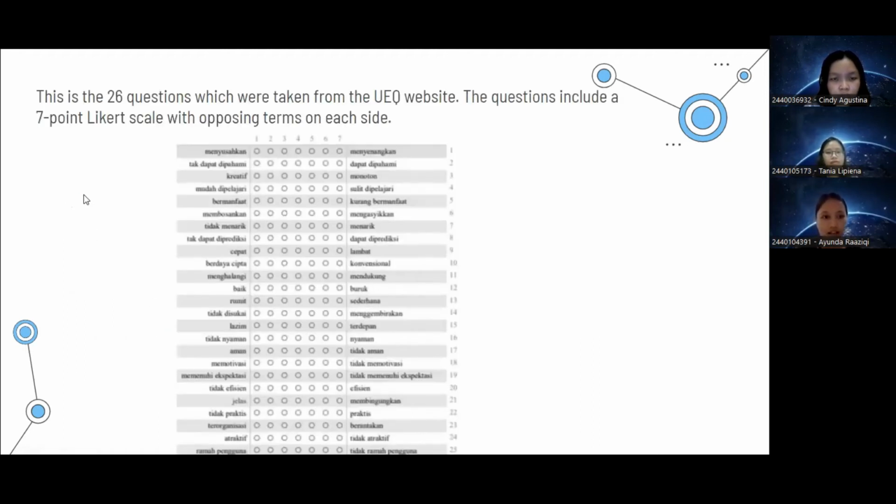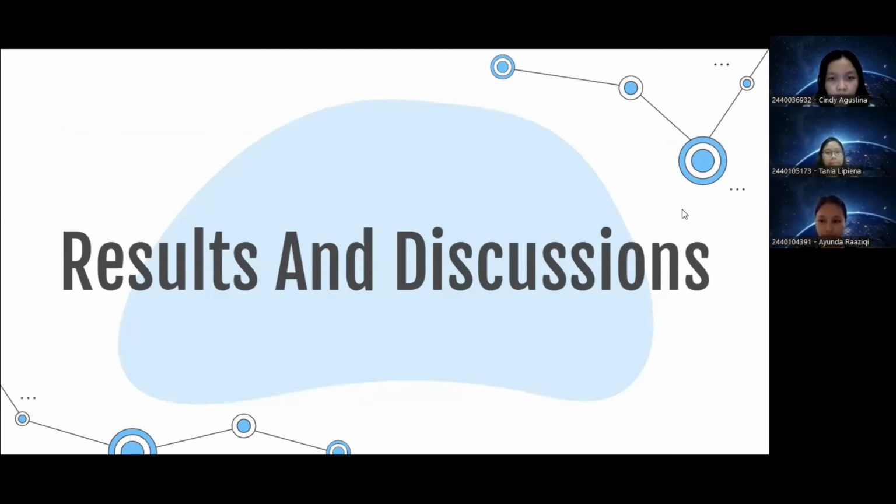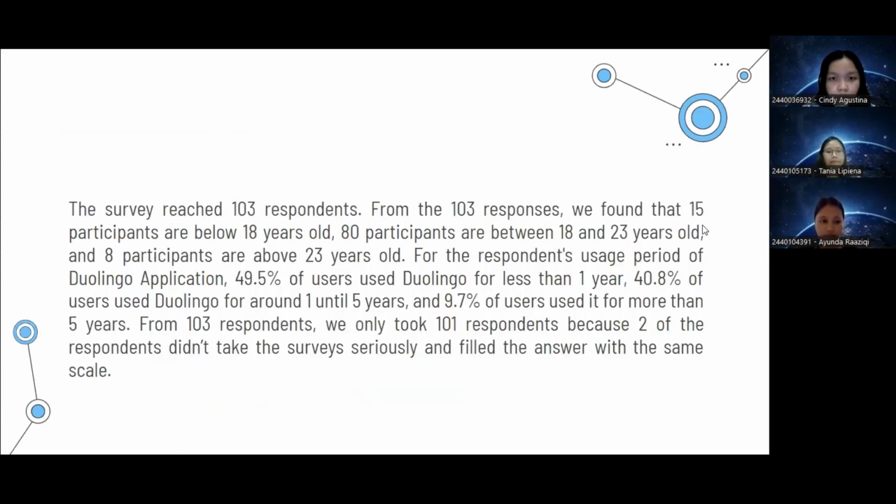These are the 26 questions which were taken from the UEQ website. The questions include a 7-point Likert scale with opposing terms on each side. The UEQ questions for the survey use the Indonesian version. Result and discussion. The following is the result and discussion obtained from the survey.